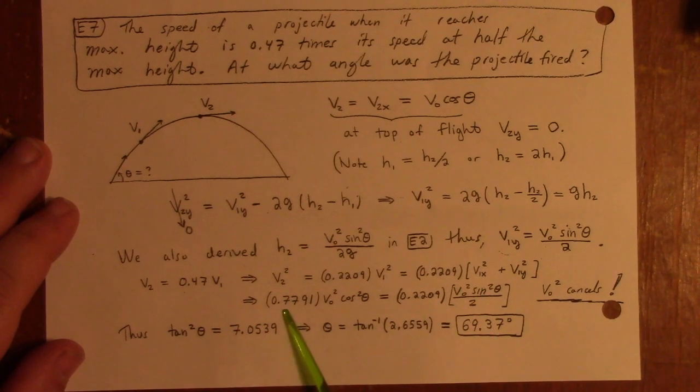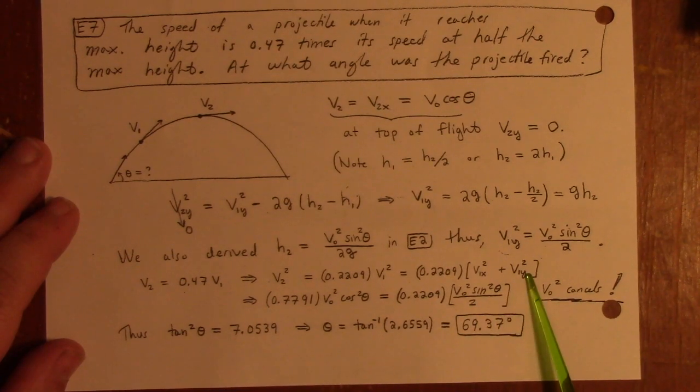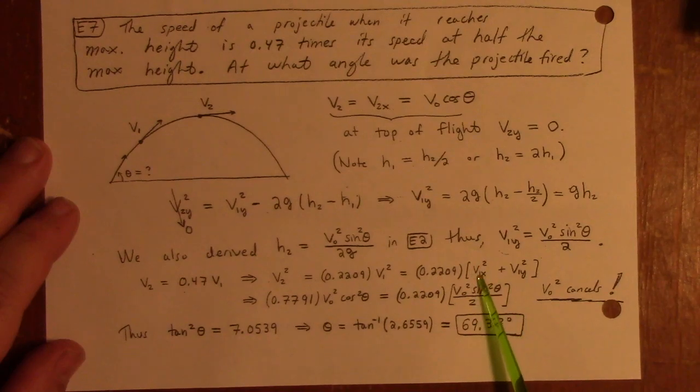Well, that seems like 1 minus 0.2209. So I must be subtracting. Where's this v naught squared sine squared theta over 2 coming from? Oh, that's the v1y squared, right? So what I'm doing, okay, I see what I'm doing. I was keeping this term on the right-hand side. So this times that is this piece, right? And then I'm subtracting this piece to the other side.